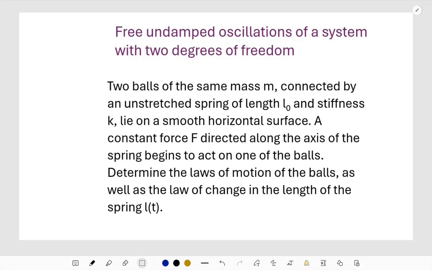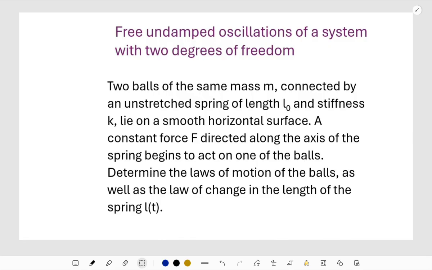And welcome again. We have another situation in which we are going to take the free and undamped oscillations of a system with 2 degrees of freedom. It is commonly known as the two-body problem in classical physics.